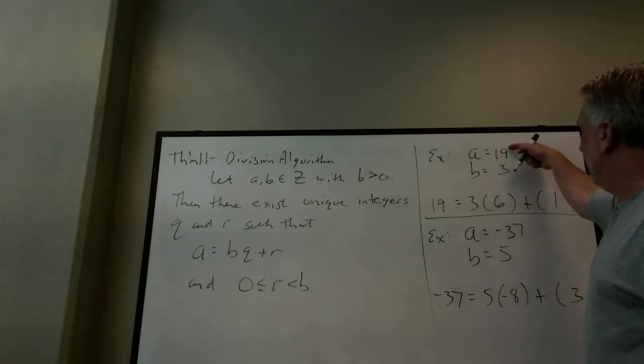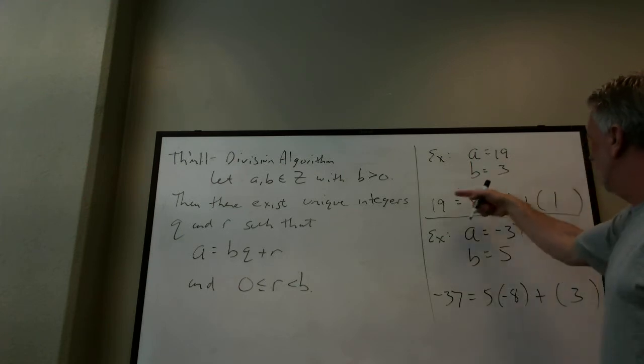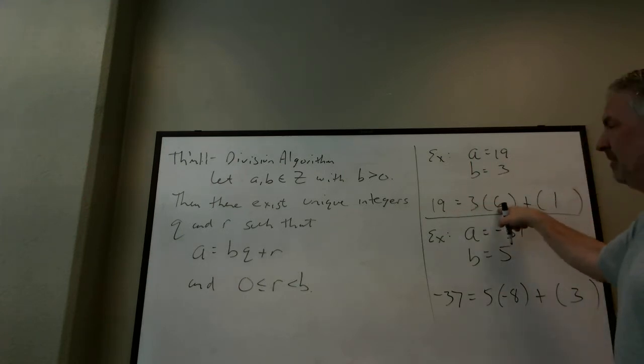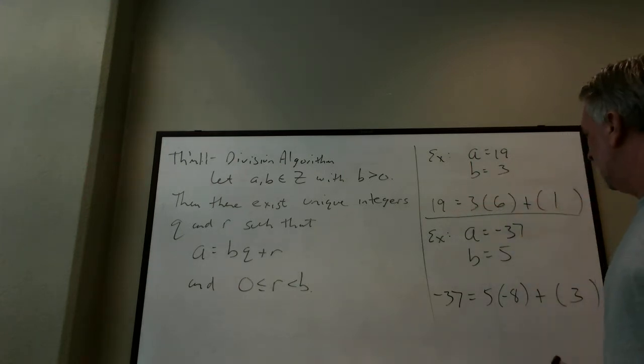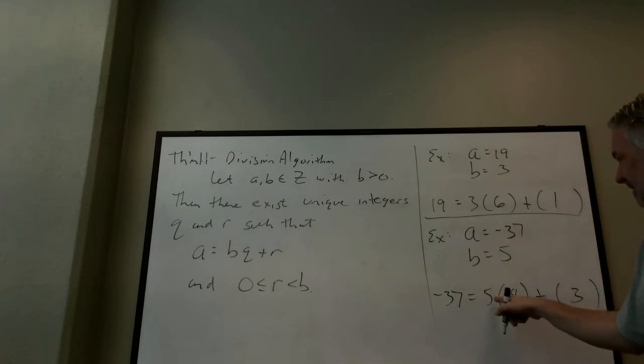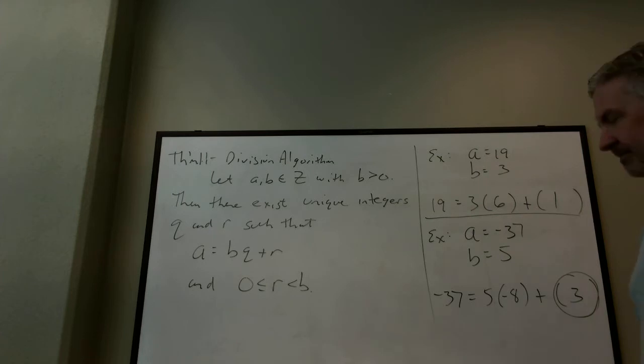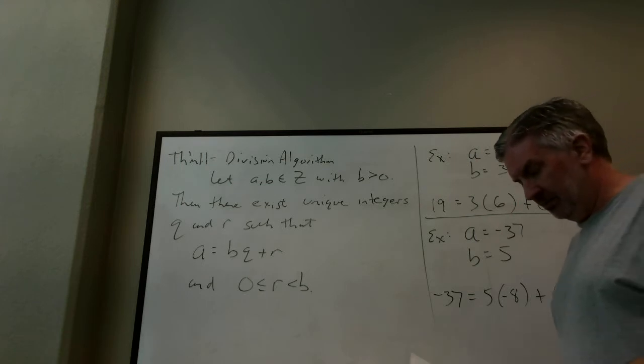So if a and b are both positive, it's no problem finding the q and r. You just divide to get the quotient and the usual remainder. But if your a is negative, you have to watch the q. Just check. Remember, r has to be non-negative. And notice 3 is strictly less than b. Okay, so that's the division algorithm.